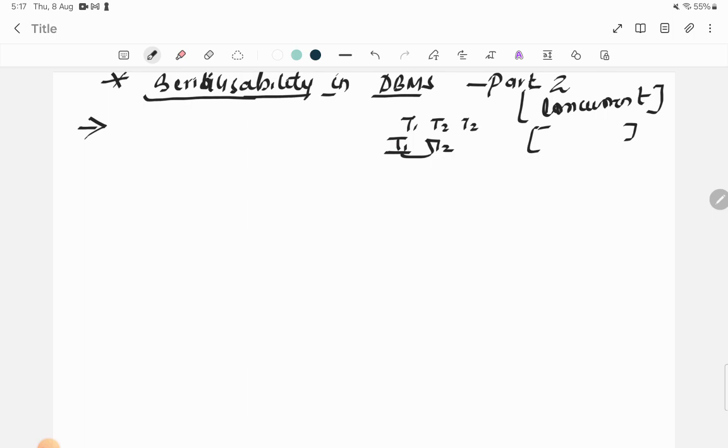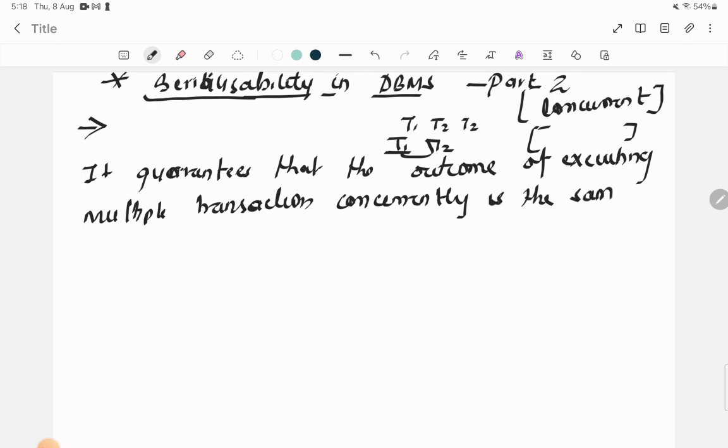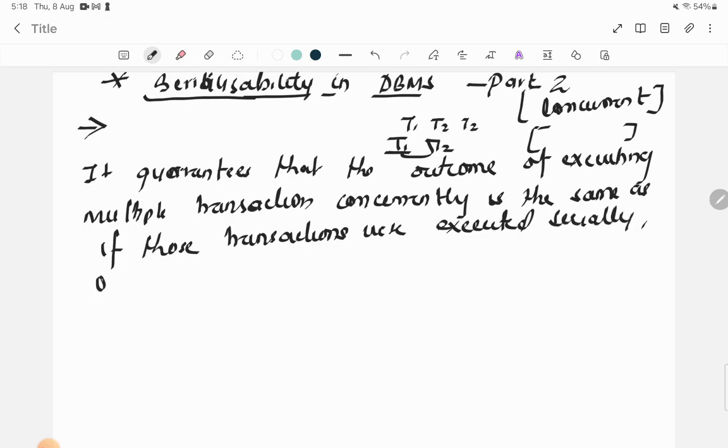Okay, so let's start with the definition of serializability. Serializability is the concept that guarantees that the outcome of executing multiple transactions concurrently is the same as if those transactions were executed serially, one after another. Okay, so let's understand what this is.